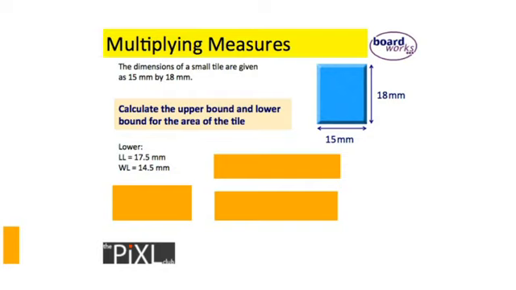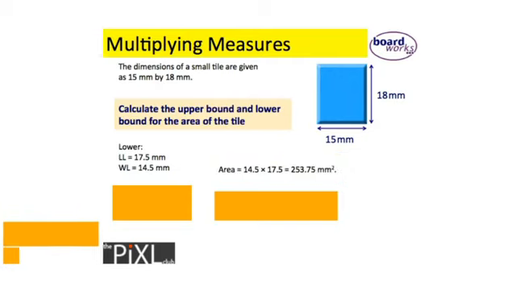So if we look first here, we can see that the lower bound length is 17.5. That's 18 millimetres, the lower bound 17.5. And the width is going to be 14.5. We multiply those together and we get an area of 253.75. I've included the units there, good practice, millimetres squared.